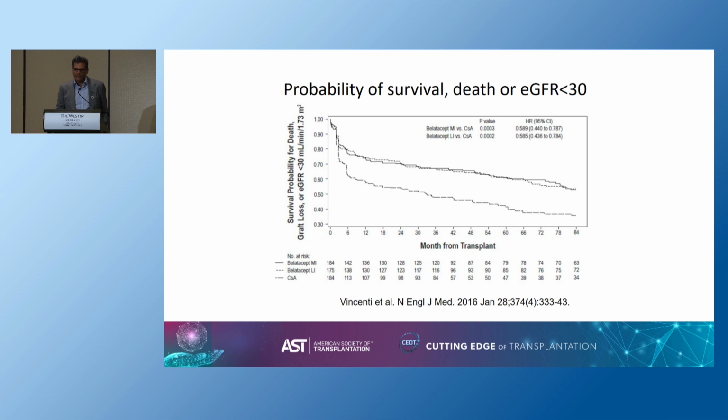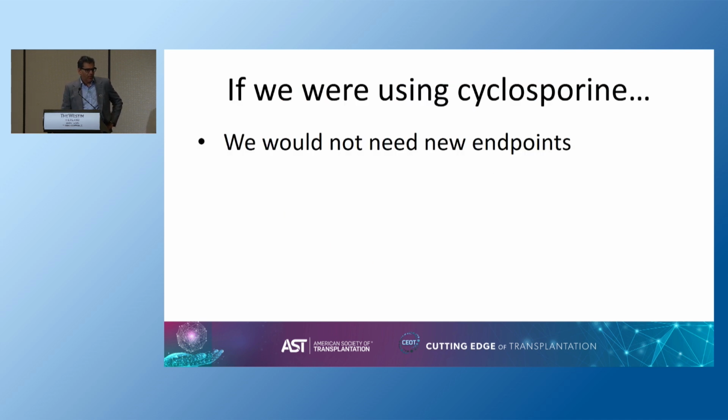This is what I would care about as a clinician. So this was included in the supplementary of the original trial. It shows you probability of survival, graft loss, and eGFR less than 30. And this is really impressive compared to cyclosporin. So I could pause here and say if cyclosporin was all we had, we wouldn't need new trial endpoints. This is pretty compelling long-term data that really shows remarkable success with the use of co-stimulation blockade.